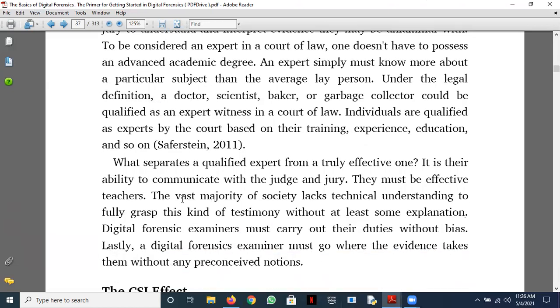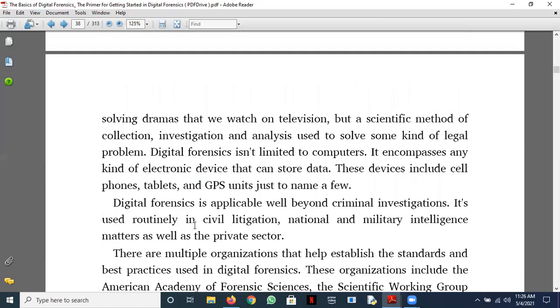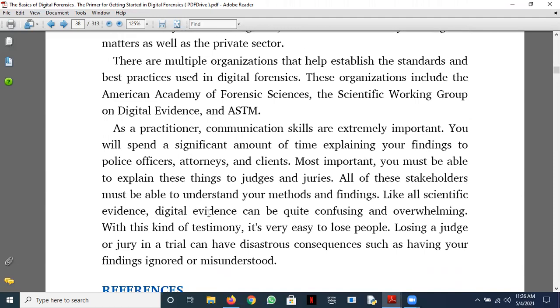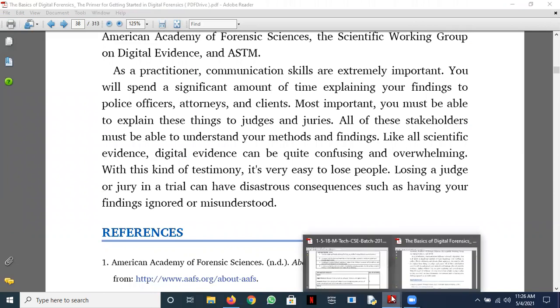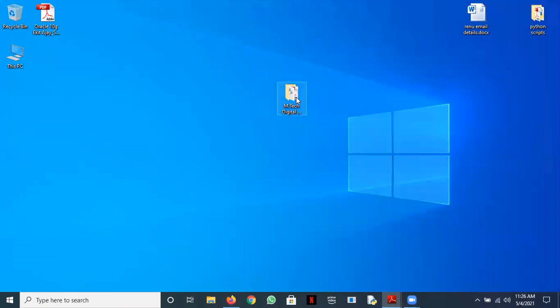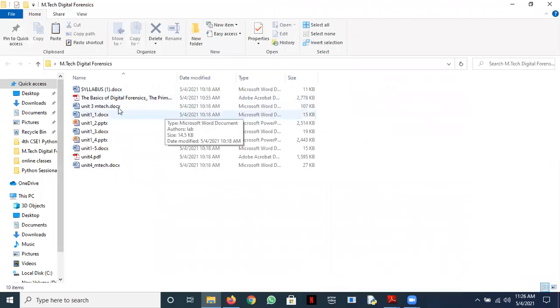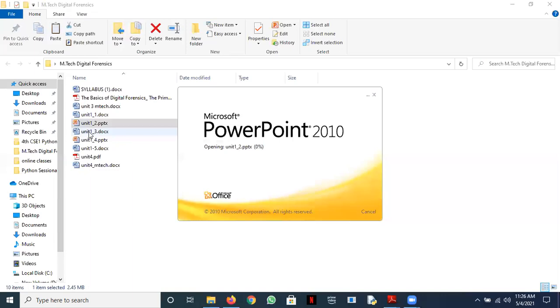Then the differentiation is there about a truly effective and truly qualified expert; you can just read about it. So this is the first chapter, a broad introduction to digital forensics. Now I'll open up a presentation for you, Sanjog. I hope you can see the presentation on screen now. It is open, yes, sir.